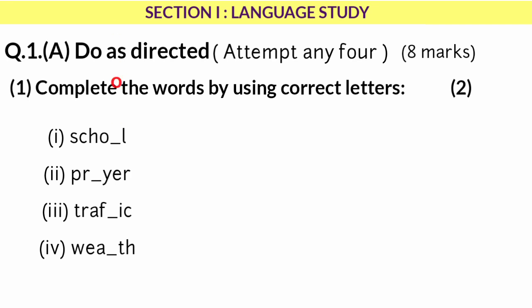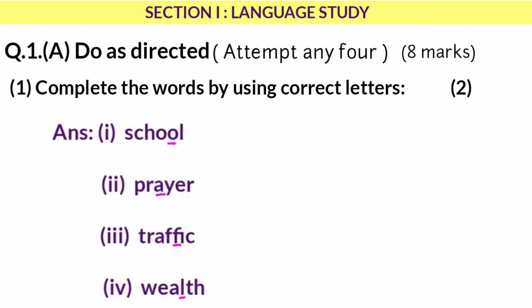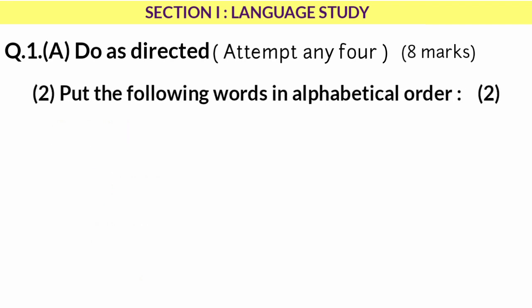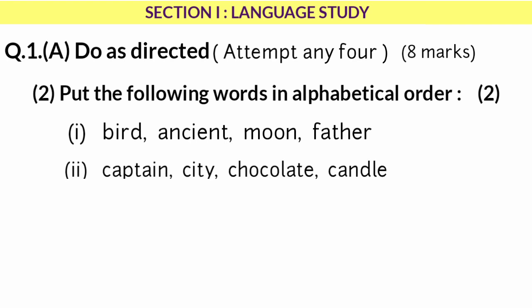In every word one letter is missing. For example, here in school, O; in prayer, A; in traffic, F; and in wealth, L is missing. You have to put them, and don't forget to underline the letters you have put there. The second one is: put the following words in alphabetical order.